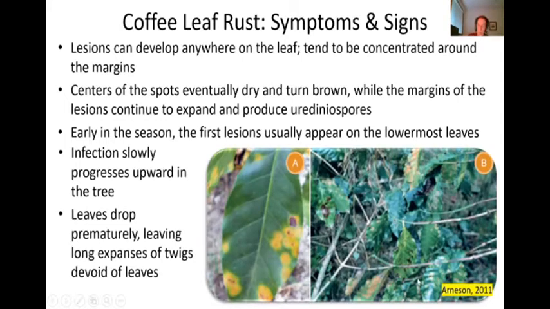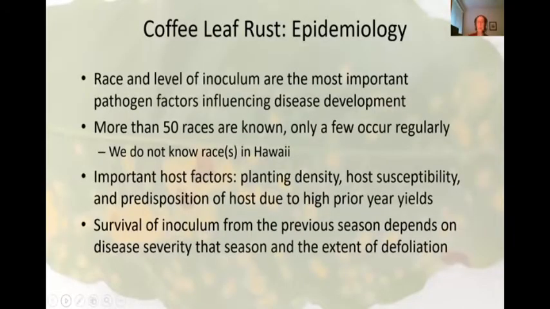In a sense, this is ridding a lot of the inoculum, especially if sanitation can occur with what's on the ground. Race and the level of inoculum are the most important factors for the pathogen. There are more than 50 races currently known around the world. Only a few occur regularly. We currently do not know what race is in Hawaii, but we should have information shortly on that.